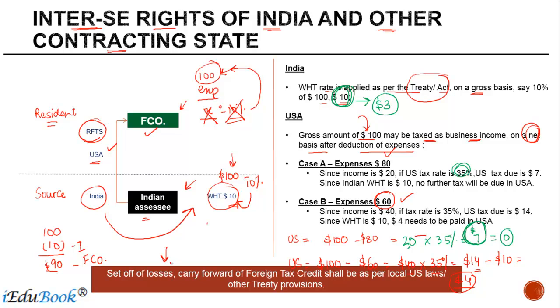Like I said, the set-off of losses and the carry forward of foreign tax credit. So in this case, what happened is you had an excess payment of taxes in India. If you remember, in case of an Indian business, if there is a business loss, it is allowed to be carried forward to future years and set off. Similarly, many countries have rules whereby the foreign tax credit which cannot be utilized against the taxes payable in a particular year is allowed to be carried forward. So the set-off of losses and the carry forward of foreign tax credit shall be as per the local laws of US and other treaty provisions.